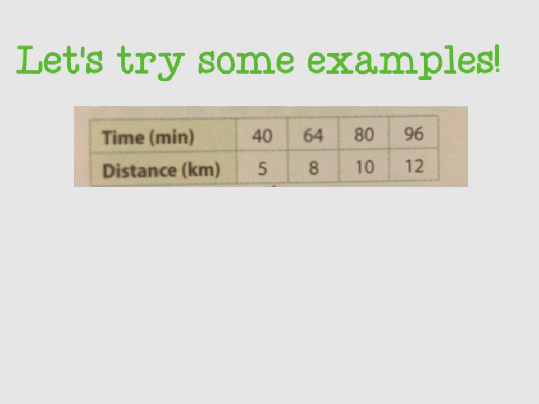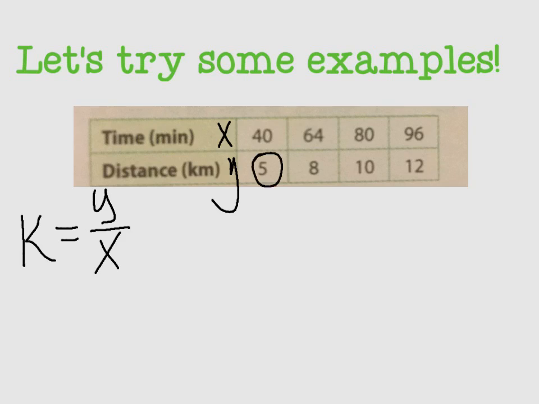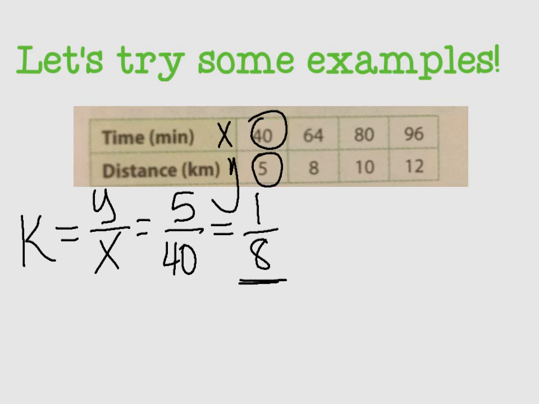So let's try some examples now. We're just going to start by finding k, just like we did last week. And so to do this, you have to have y divided by x. So it's time is x or distance is x. Remember what we talked about. X is on the bottom, y is on the top. So if we're going to do k equals y divided by x, we're going to do our y divided by our x. And 5 divided by 40 is going to be a decimal, or you can just simplify the fraction. 5 goes into 5 one time, 5 goes into 40 8 times. So that's 1/8 so far.